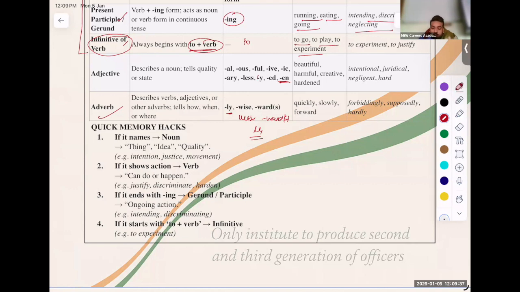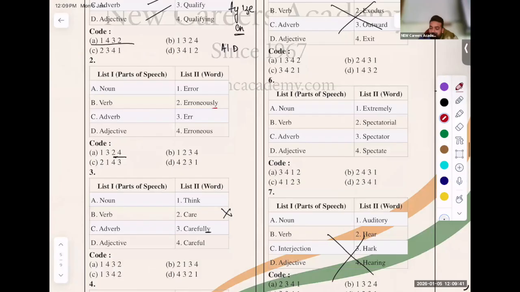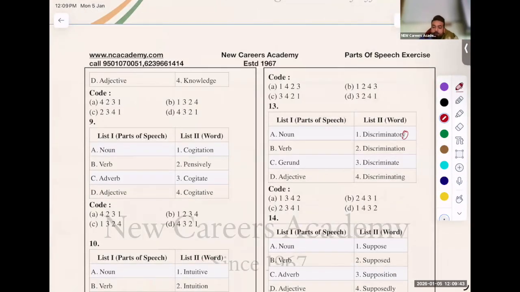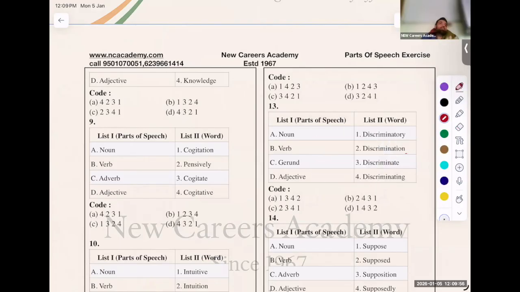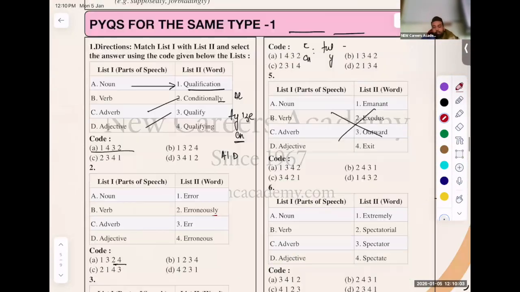Y alone is for adjective. I'll give you an example: discriminatory, only Y. ING, gerund. Is it clear? TION, yes, noun. That's all you have to do. And how much time will it take? Less than a minute. But you just have to remember. What you do is write it down. Don't worry, let's practice it before you do this.